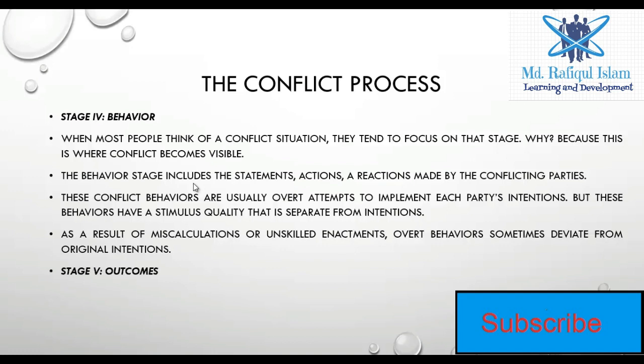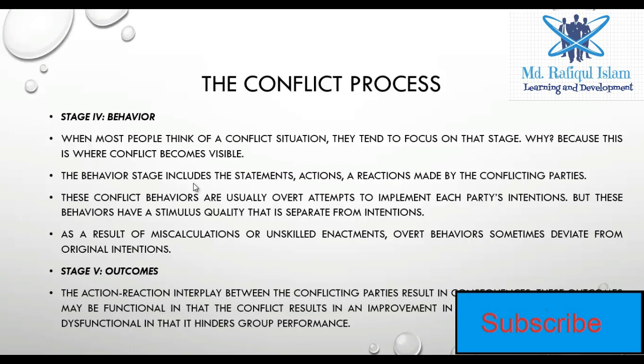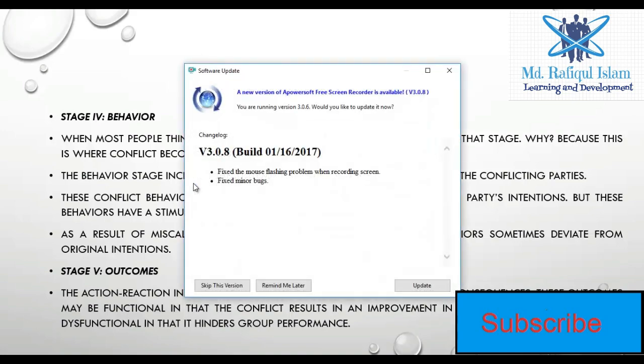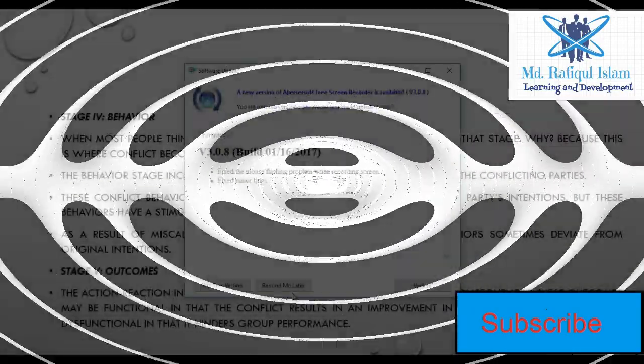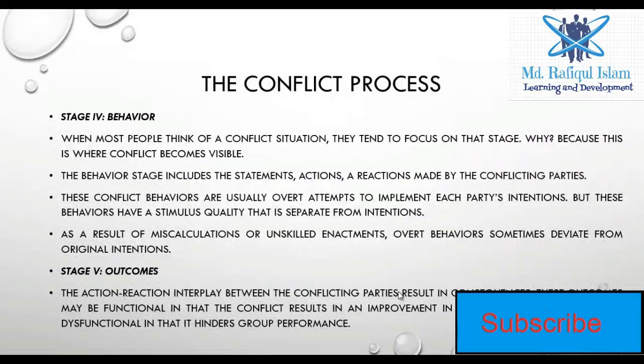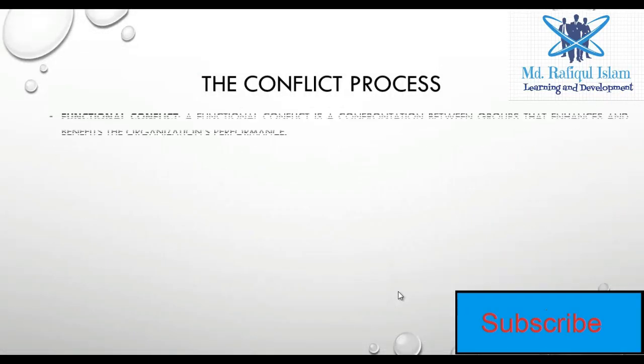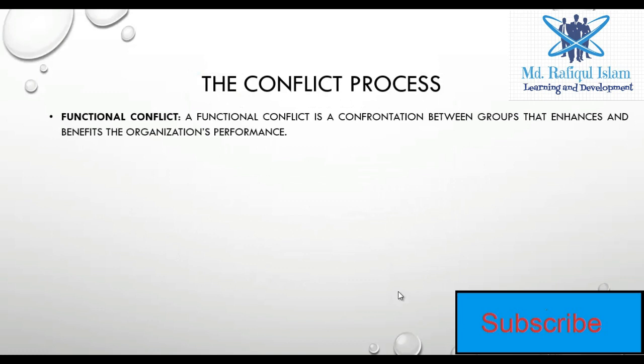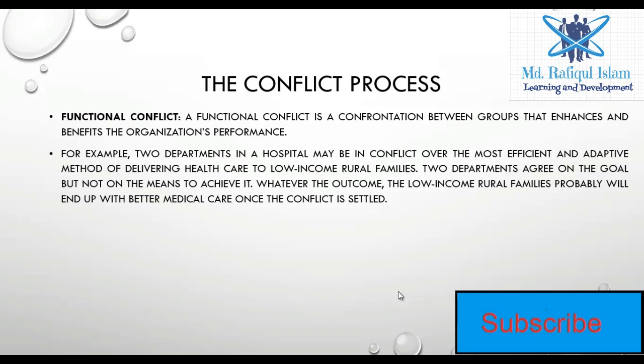Stage 5 is outcome. It is the result that occurs due to the conflicting behaviors. The action-reaction interplay between the conflicting parties results in consequences. These outcomes may be functional, or positive, or dysfunctional, or negative. So let's go for functional conflict. Functional conflict is a confrontation between groups that enhances and benefits the organization's performance.